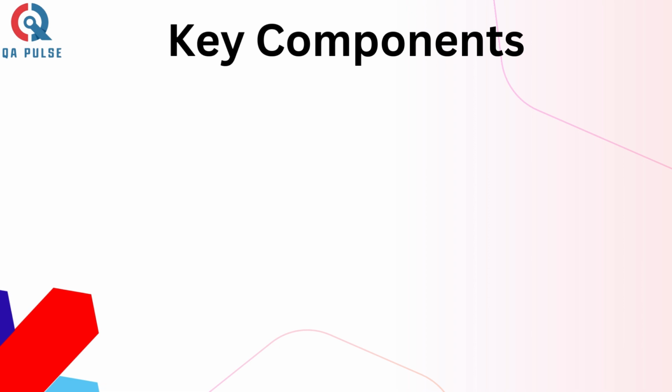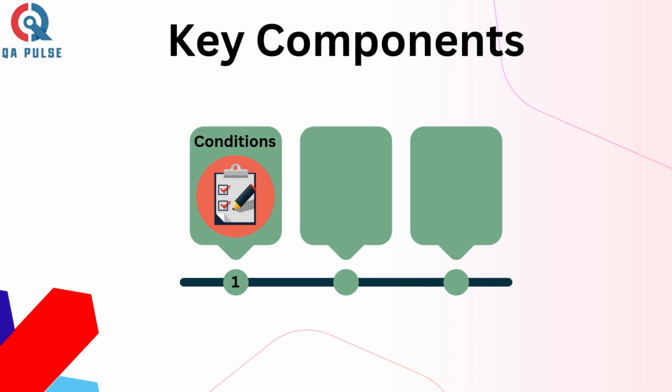So, conditions are the inputs or factors that serve as the basis for decision making. They represent the if part of a rule. For example, in a business context, a condition could be if the inventory level is below the minimum threshold.